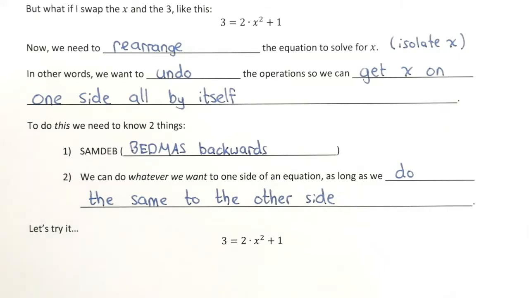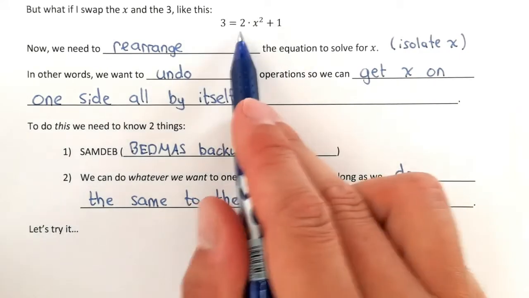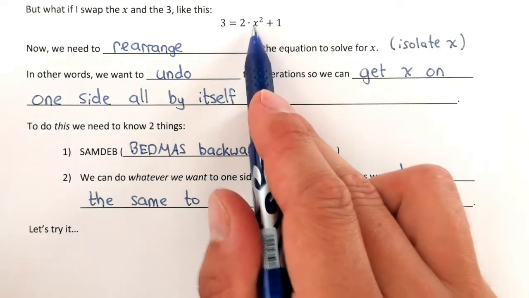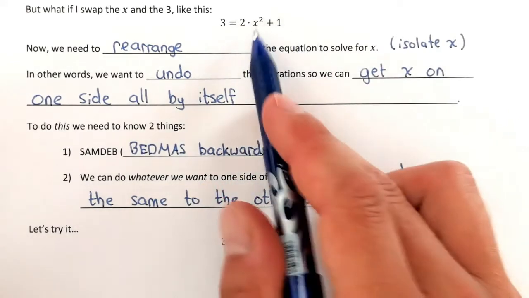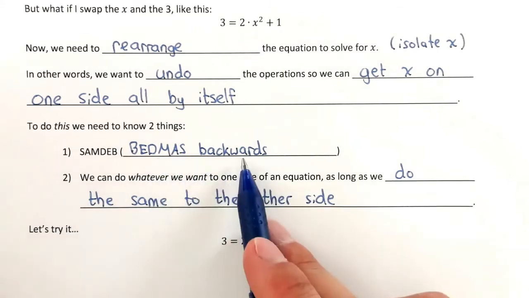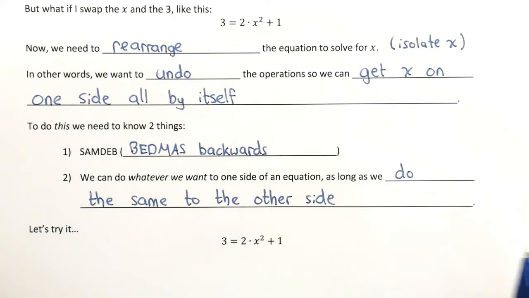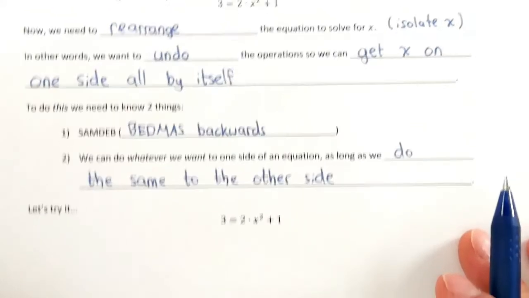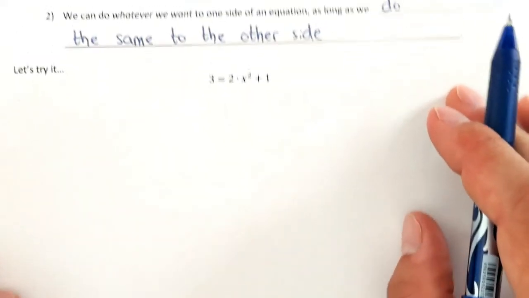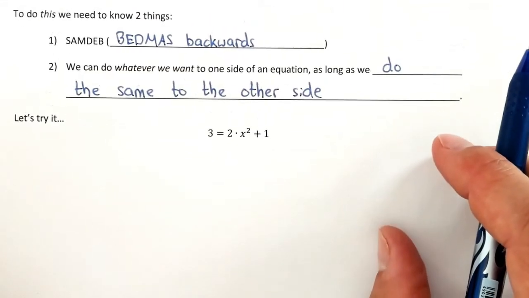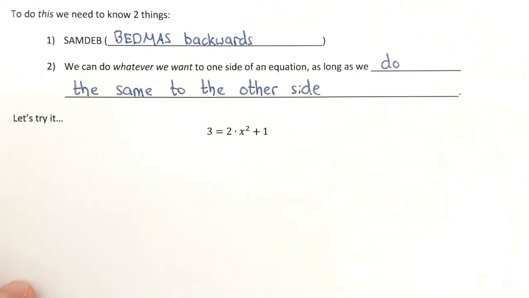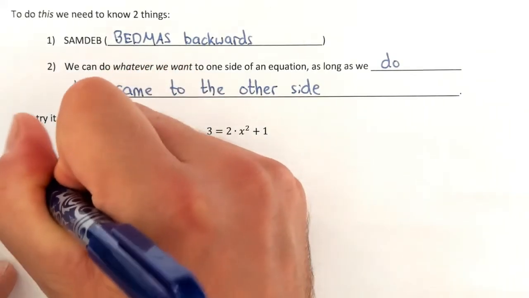Okay, so we've got this expression. We're trying to isolate x, so undo all this math that's being done to it, which means we're going to have to do BEDMAS backwards. And whenever we do something to one side of the equation, we have to do the same to the other side. So let's try that. I'm going to just write BEDMAS out along the side here so I can refer to it again when I need it.